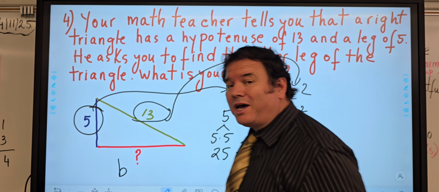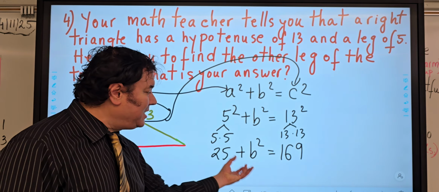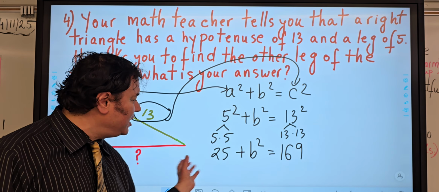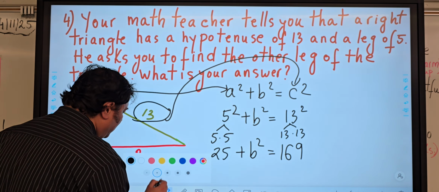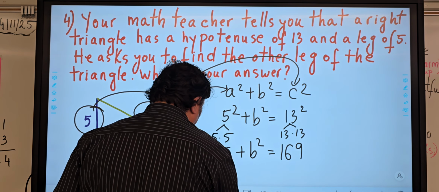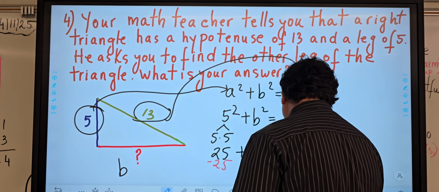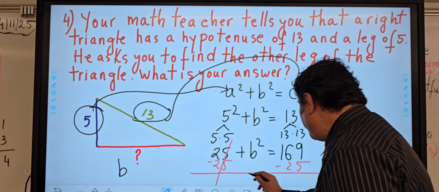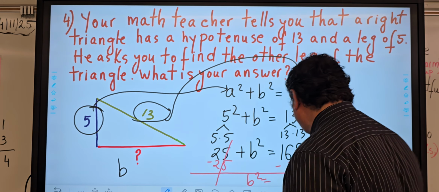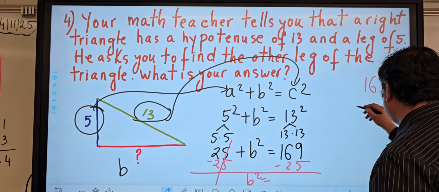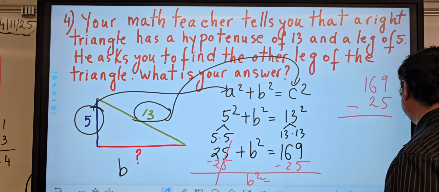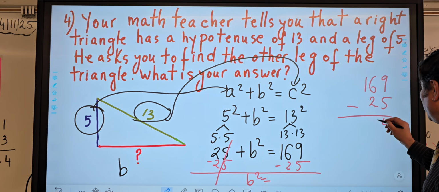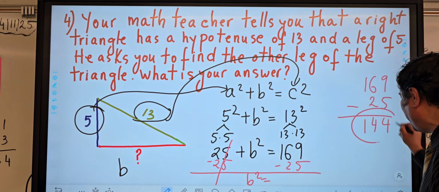169. And of course now we need to get b squared by itself on this side of the equation. So we need to subtract 25 from both sides. Minus 25 here, minus 25 here, right? This cancels out. So we get b squared equals 169 minus 25. 9 minus 5 is 4. 6 minus 2 is 4, and that's 144.